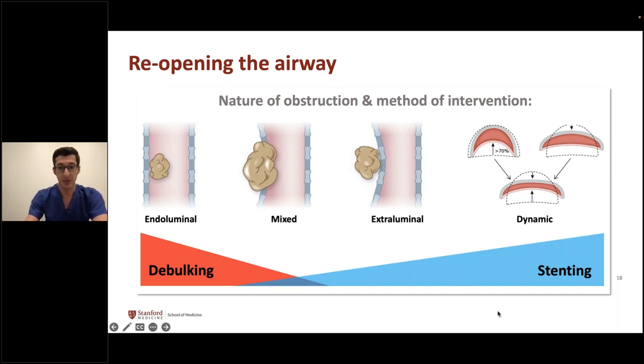So these are your TBMs, your EDACs. And I arrange them in this order because as you move from the left side to the right side, you have this continuum where all the way on the left, debulking is a big part of your intervention. And with pure endoluminal obstruction, debulking might really be all that you need. And then as you get to mixed, extraluminal, and dynamic obstruction, you start thinking about the potential utility of devices or stents to help maintain patency of the airway.